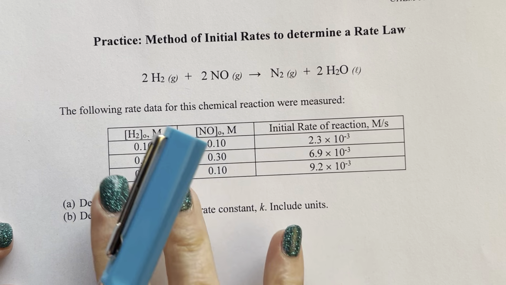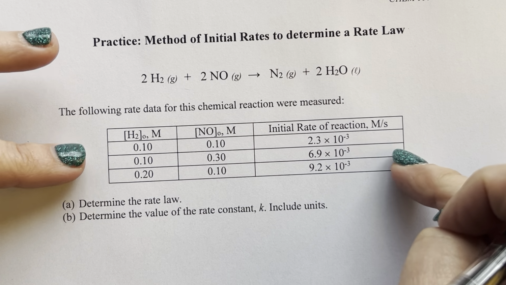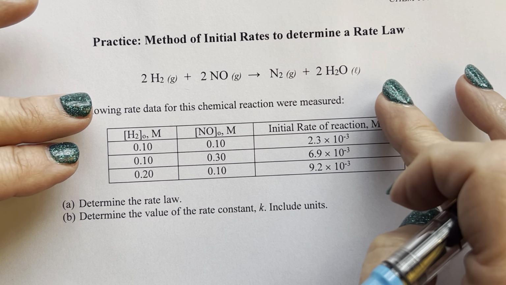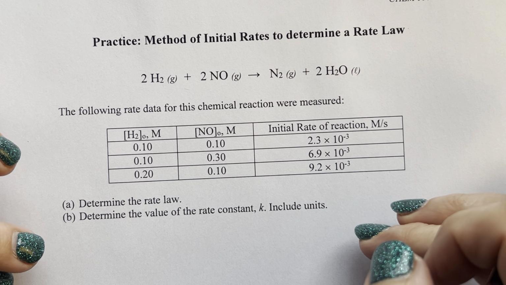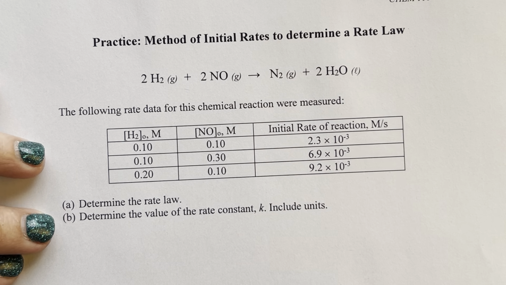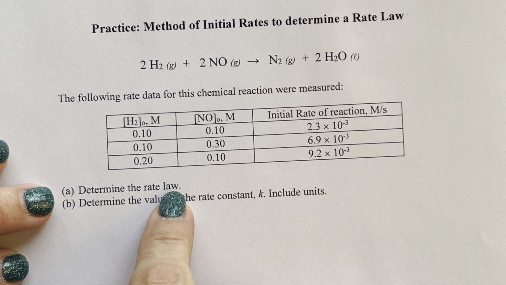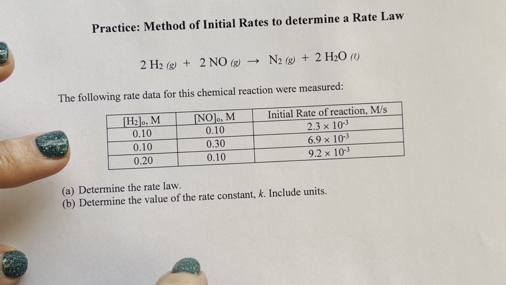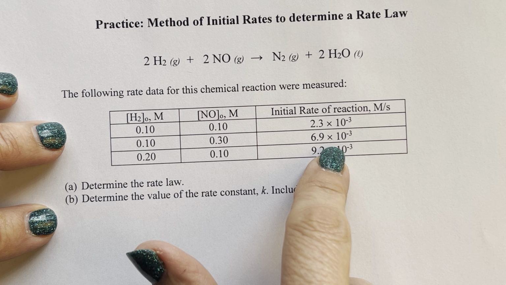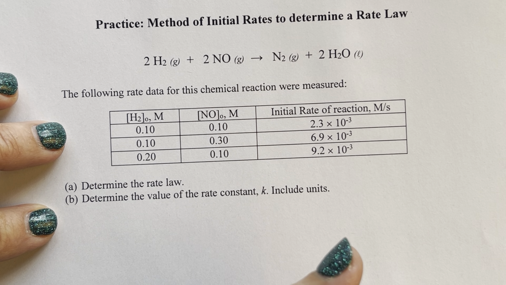Okay, so that's an overview of the problem itself and the kinds of information you'll be given before you even begin sorting through and solving the problem. Okay. So our first question here is to determine the rate law for this reaction. This will always be based on experimental data. You'll have the concentrations and then you'll have the rate.